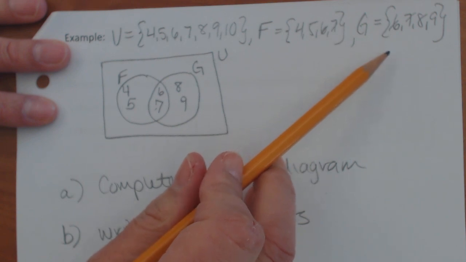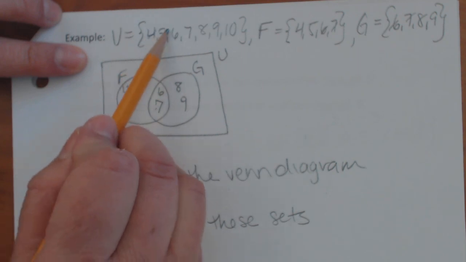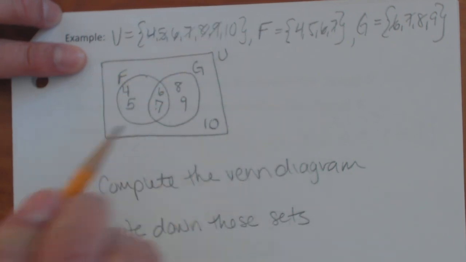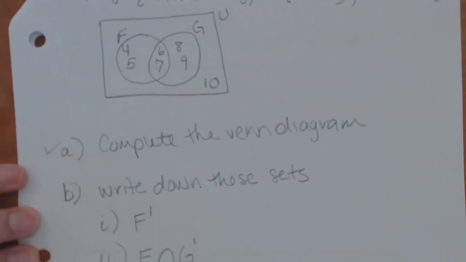Let's see if there's any number that's not in F or G. So we have 4, we have 5, we have 6, we have 7, we have 8, we have 9. So 10 is left. So 10 is going to be on the outside. Okay. Let's go through and complete the Venn diagram. We did that, so that's a check.